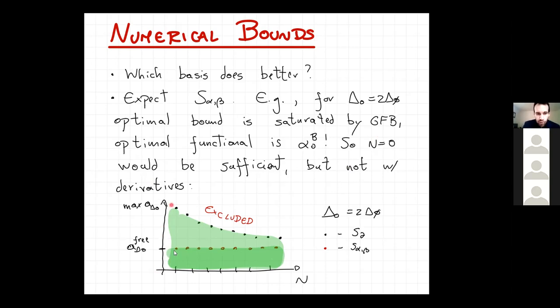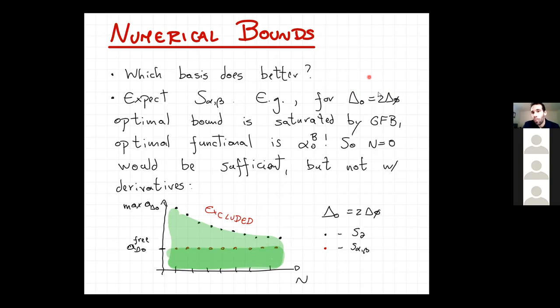In practice, if you do the numerics for this particular problem, what you find is that using this basis, the bound that you get does not change with n, because it's automatically given by the first one. And the bound with derivatives systematically improves as you increase n, and asymptotically it will converge to this one, which is the optimal one. Of course, this is for this very special case where delta zero is equal to two delta phi.